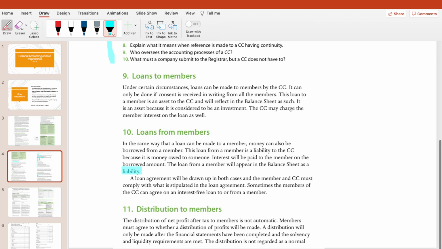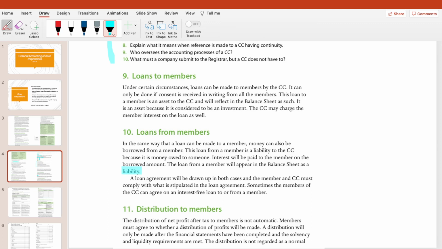Now, a distribution to the members. The distribution of the net profit after tax to the members is not automatic. So the members must agree to whether a distribution of profits will be made or will not be made. And this distribution will only be made after financial statements have been completed and the solvency and the liquidity requirements are met for the CC.